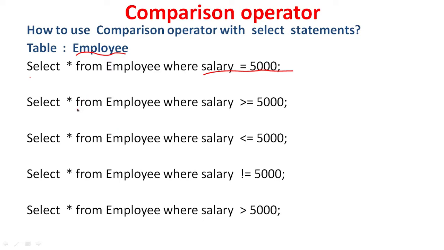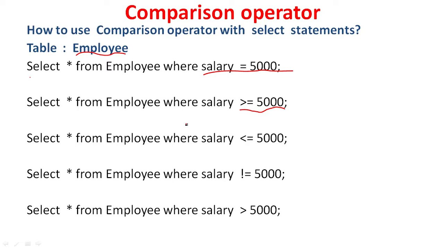Now I want to get the list of employees whose salary is greater than 5,000. Then I will write this command: select star from employee where salary greater than equal to 5,000. This command will fetch all those employee records whose salary is greater than or equal to 5,000.